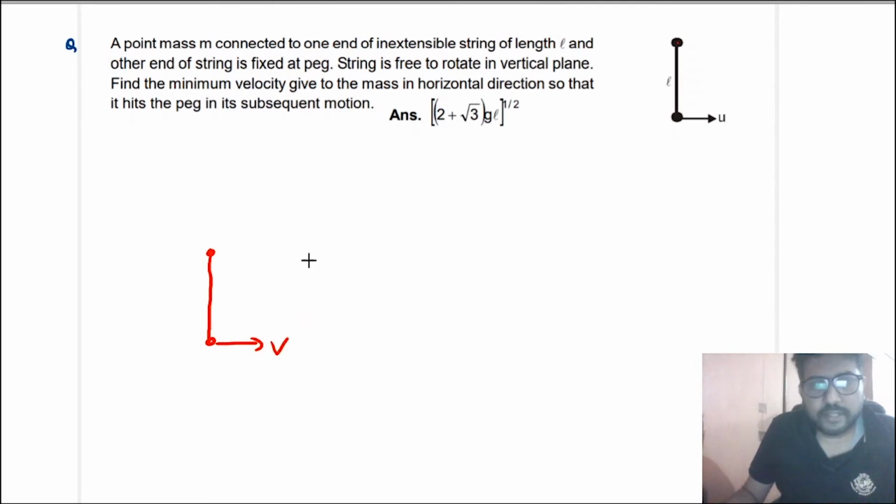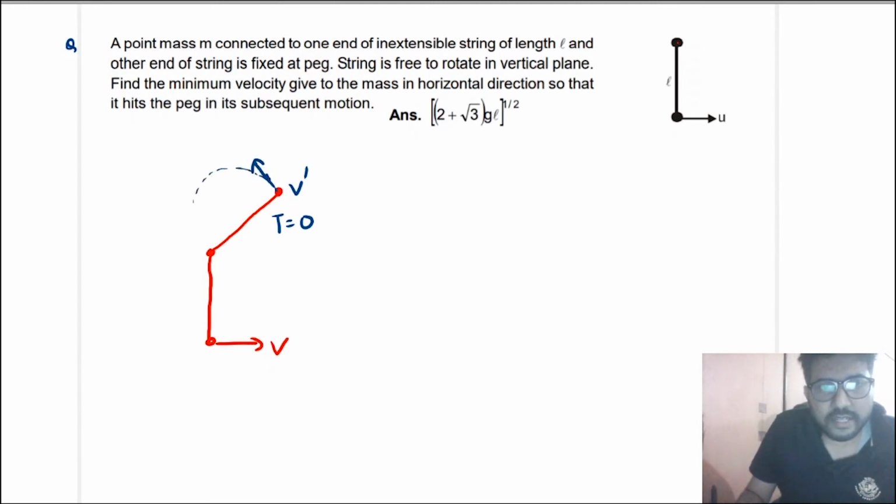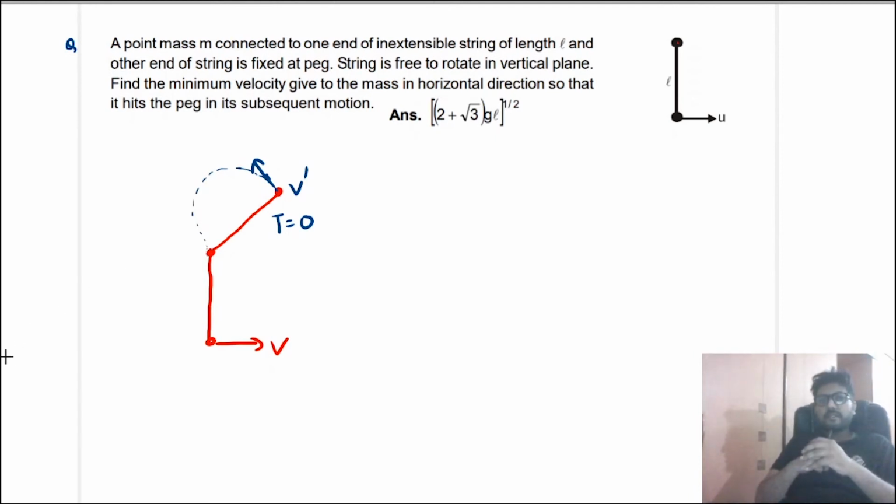at this point, suppose the velocity was given as v, it reaches this point. Suppose the velocity here is v dash, the tension here becomes 0, but after this you know that it starts its projectile motion, and due to this projectile motion it is said that it again reaches this peg. Okay, then find the minimum velocity to do so.